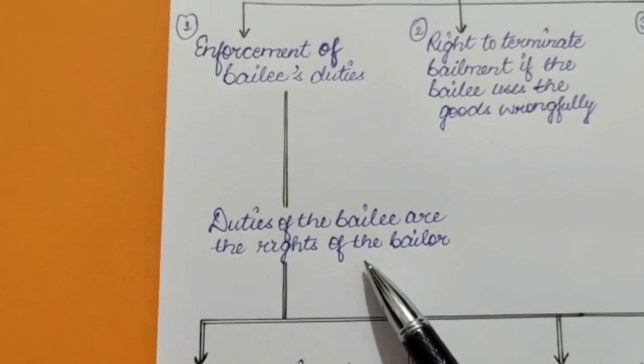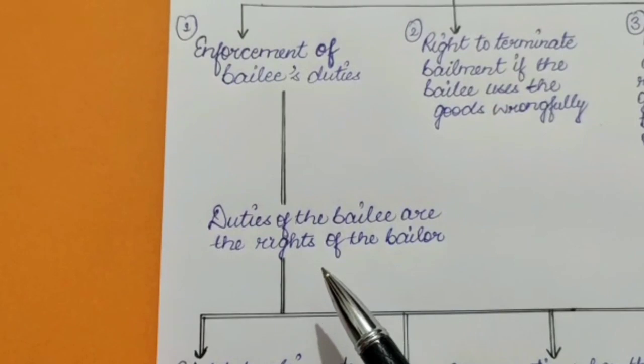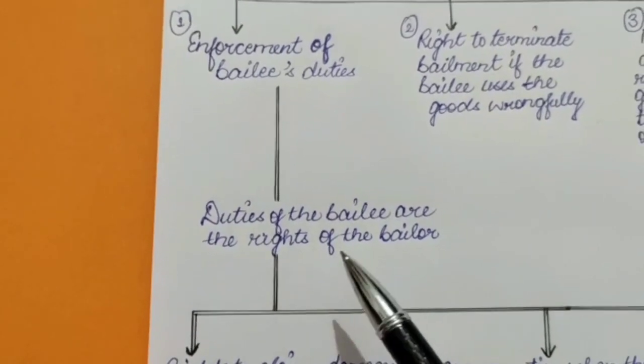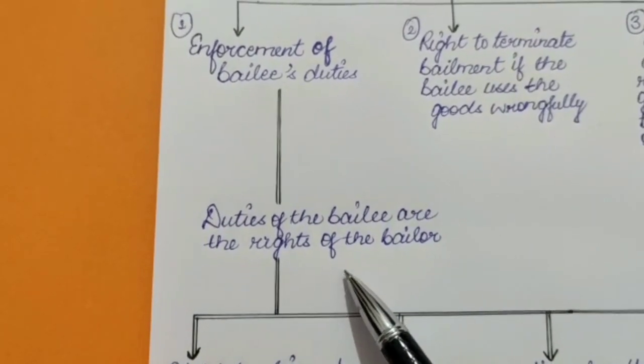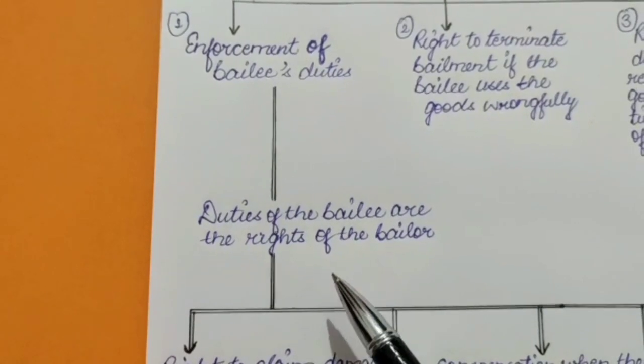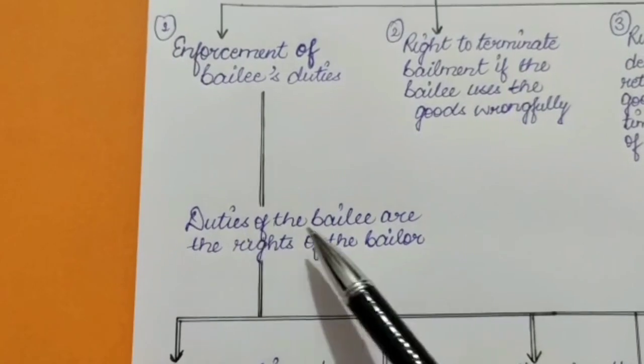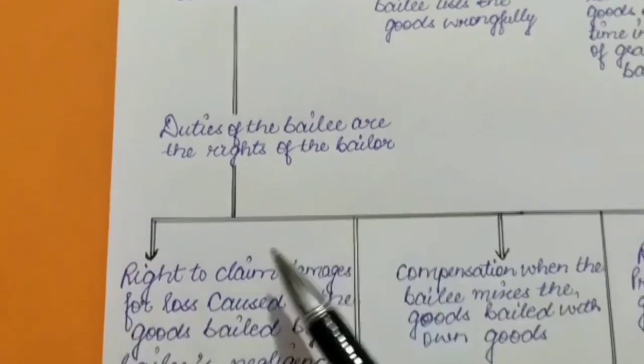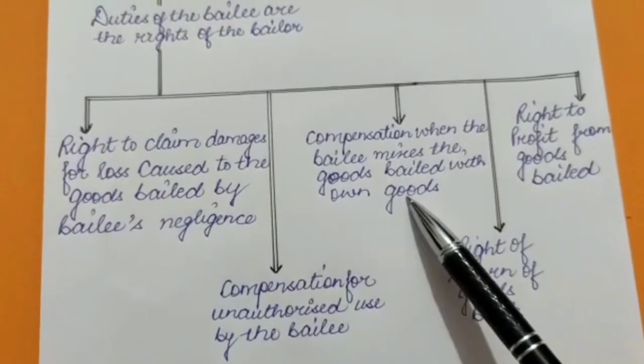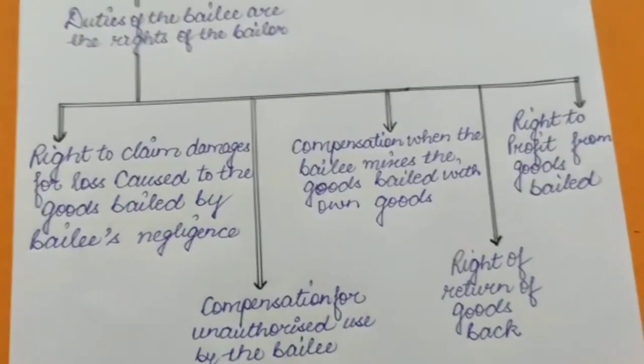Always remember that duties of bailor are the rights of the bailee and the duties of bailee are the rights of the bailor. So, if one has the duty, then other has the right. So, here, duties of the bailee are the rights of the bailor. There are 5 duties here.